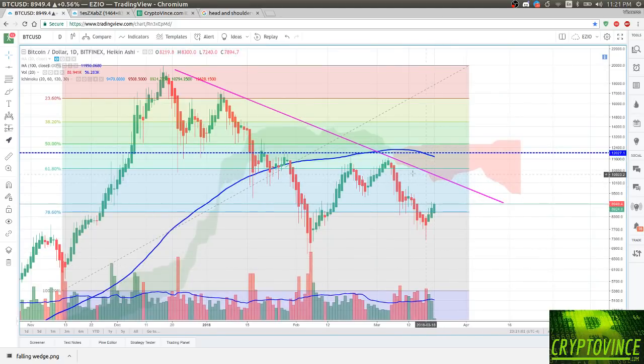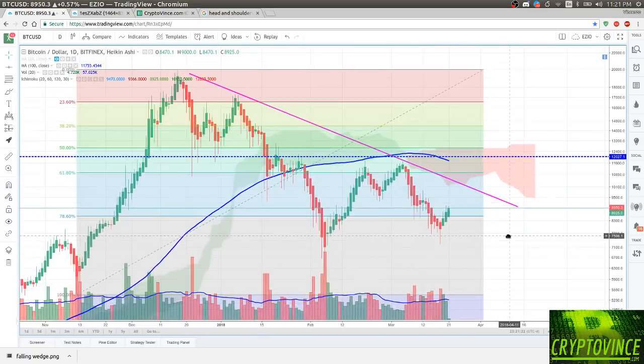The cloud, as you can see, acts as a resistance, but it's just a representation of the previous resistance. There's not an added resistance. So what can happen? Lots of things can happen.